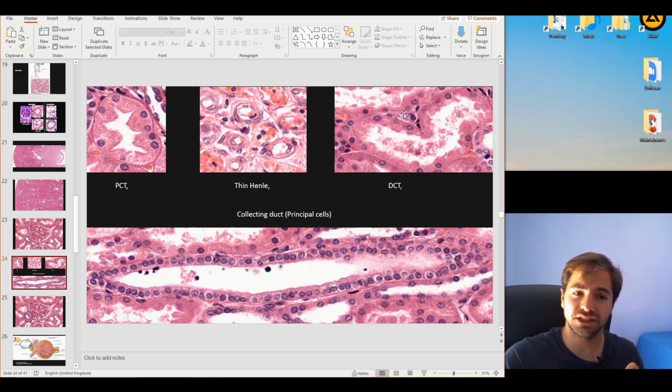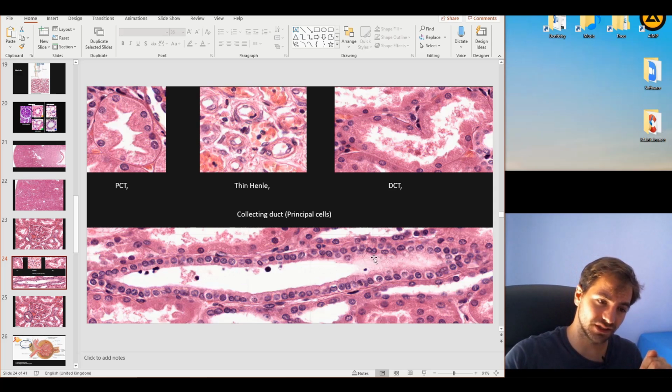Now the DCT, the distal convoluted tubule, will be present again in the cortex, and we're going to have cells that are a bit shorter in comparison to the PCT, and more of equal height. And lastly, we're going to have the collecting duct. Again, this is the last part before we dispose the urine in the calyxes.